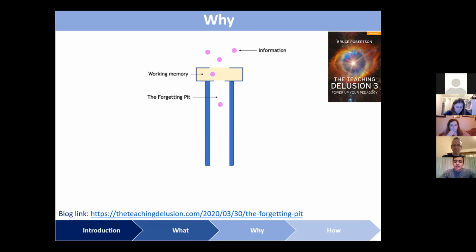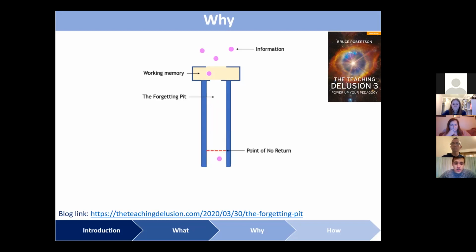All of these things we pay attention to will fall eventually into the forgetting pit, which is another way of thinking about our long-term memory. You can see that there is a point of no return in this long-term memory, where things cannot be easily retrieved, and despite prompts and reminders, cannot be brought back into the working memory. That is what we want to absolutely avoid in our teaching. A lot of this is where things are obscure to us. If you've been asked to learn an obscure fact before, you've got nothing to tie it to in your memory, and therefore you can't remember it.